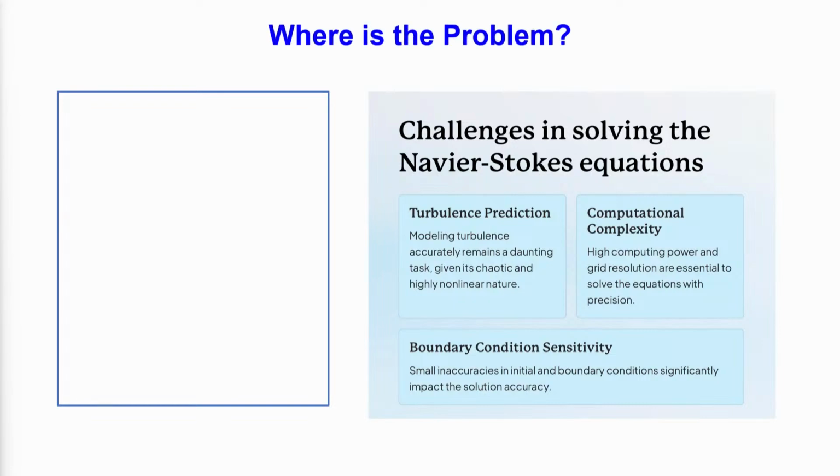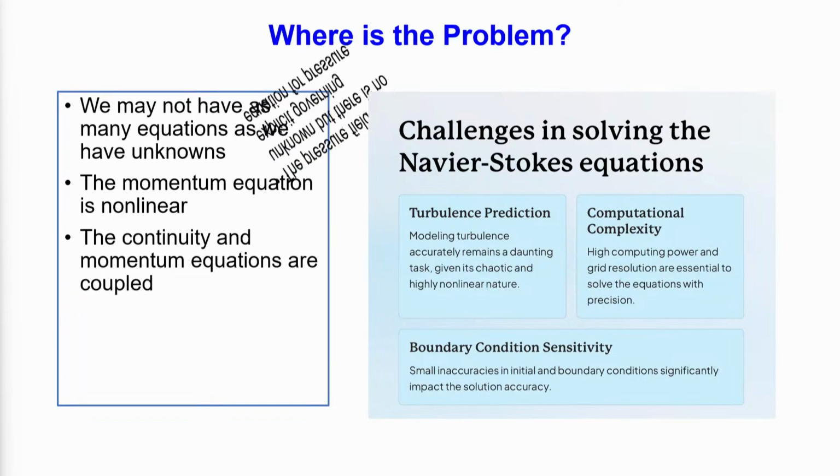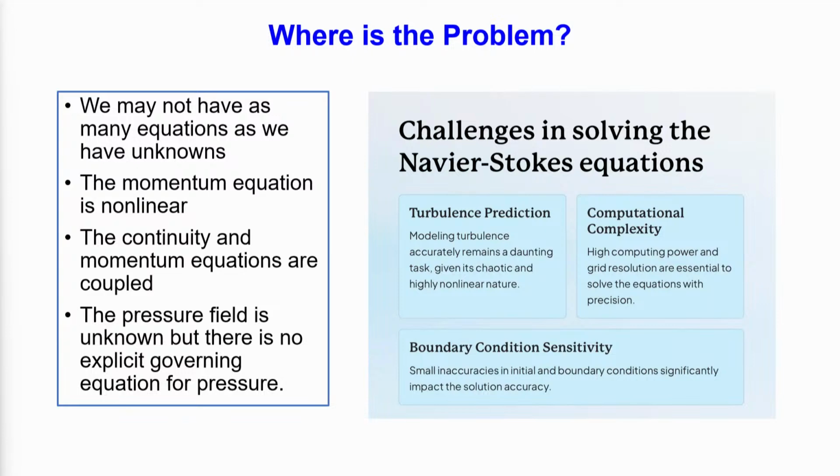Here, I have tried to summarize the challenges, or the issues, in the Navier-Stokes equation. What I have talked about is a summary of this. We may not have as many equations as the number of unknowns, the momentum equation is non-linear, the continuity and momentum equations are coupled, and the pressure field is unknown, but there is no explicit governing equation for pressure.